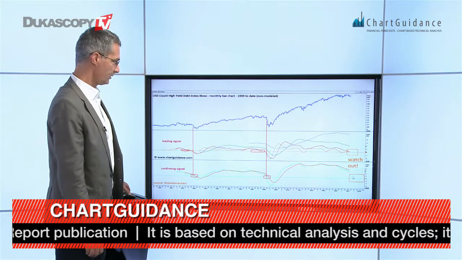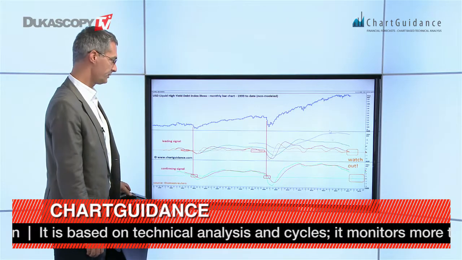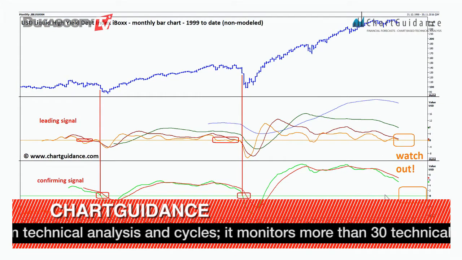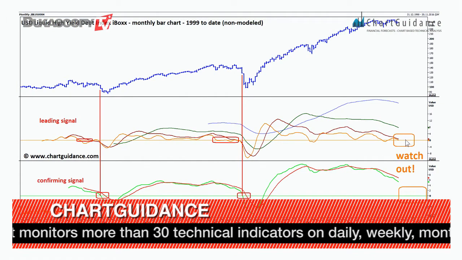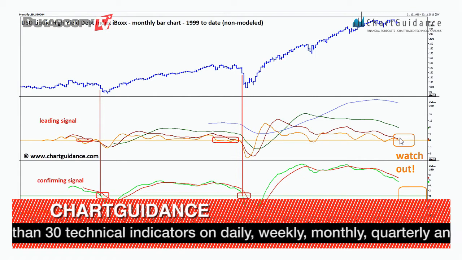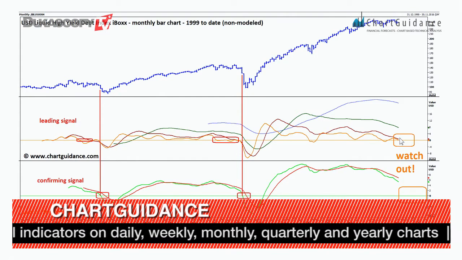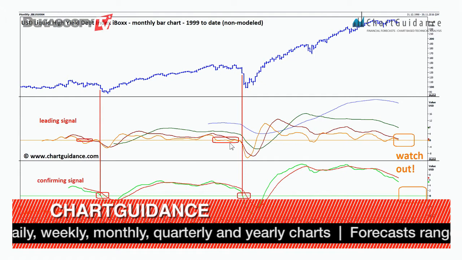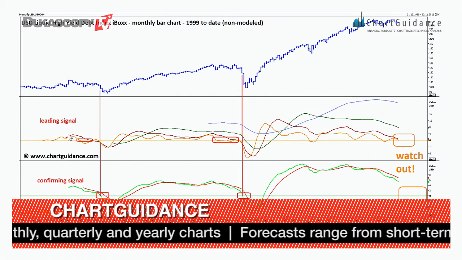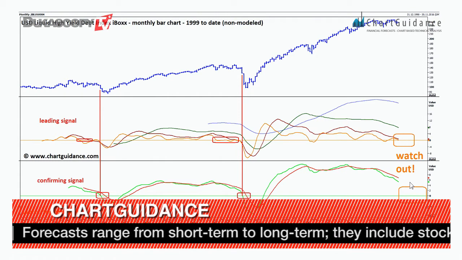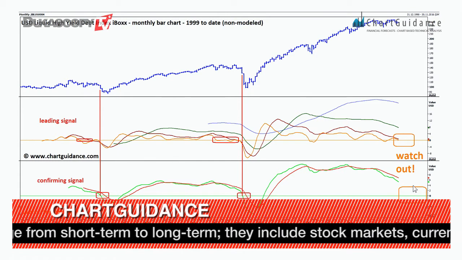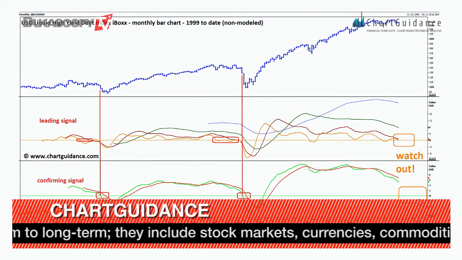On the fifth slide, which is now a monthly bar chart with the oscillators and the MACD, the overlying oscillators are about to enter negative territory as a leading signal, as they did here and here. And we will watch out for the MACD, which will confirm the signal when it crosses the zero line.